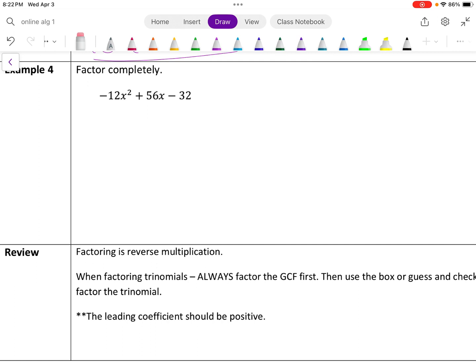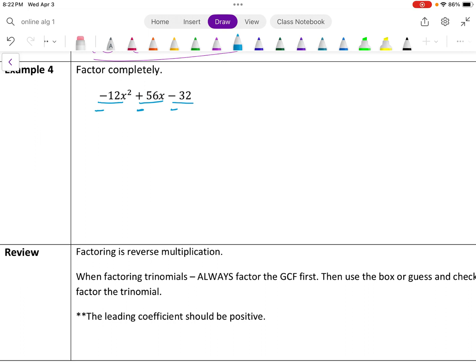Negative 12x squared plus 56x minus 32. What do I notice about this? I notice that this first term is negative. I can't have that. I need that first term to be positive because it just makes my life so much easier. So I'm going to factor a negative out of all of these, which really just means we're going to switch the sign. So instead of a negative, a positive, a negative, we're going to end up with a positive, a negative, a positive. We're just going to flip-flop those signs. That's how we get rid of a negative here.